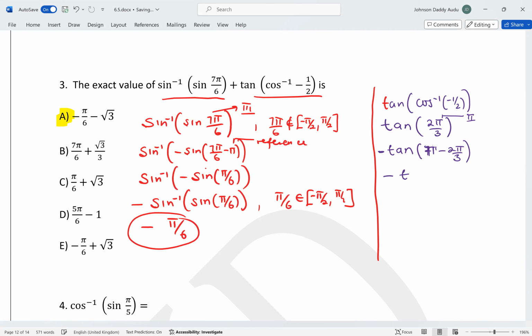So this is just minus tan pi over 3, which is minus root of 3, because tan pi over 3 is tan 60. So you can see that if you add the two together, you will have minus pi. So the answer of this one is minus pi over 6, and this side is minus root 3. So the final answer is just this one.